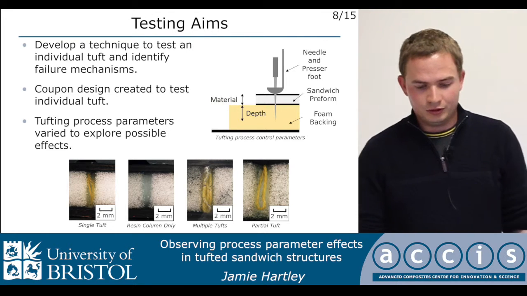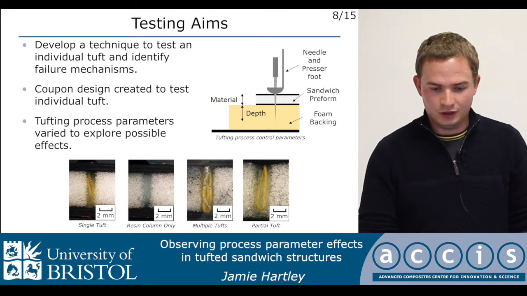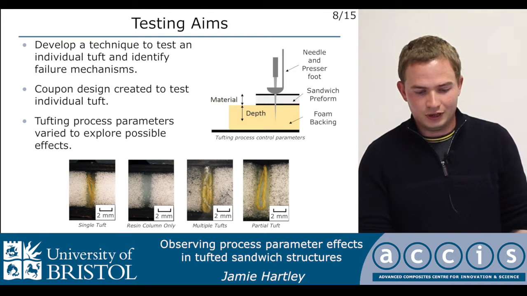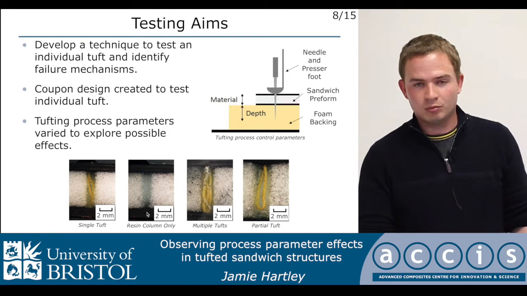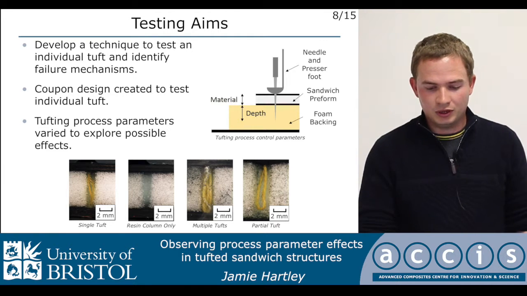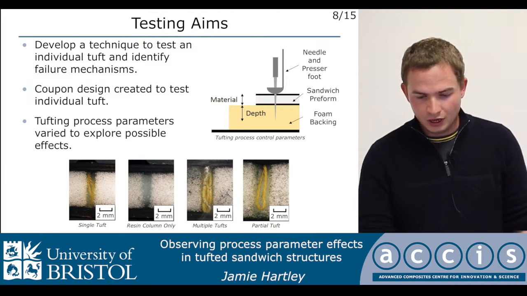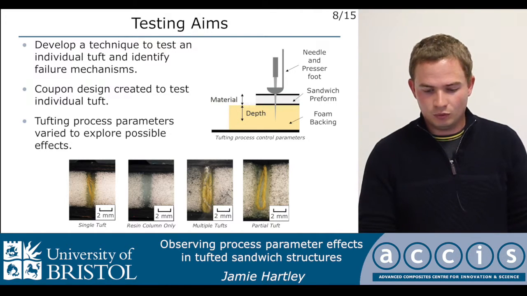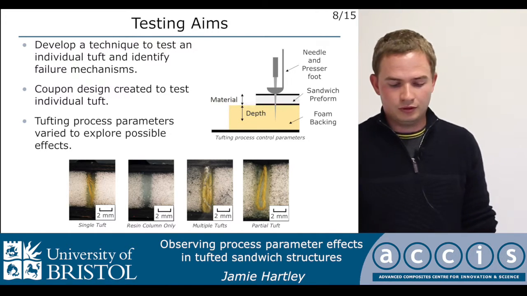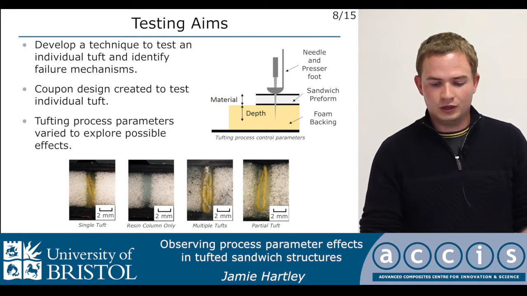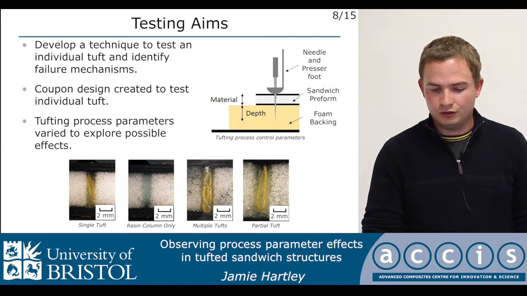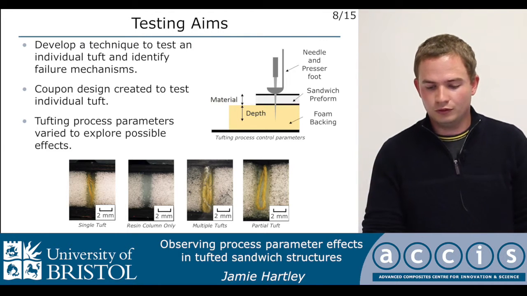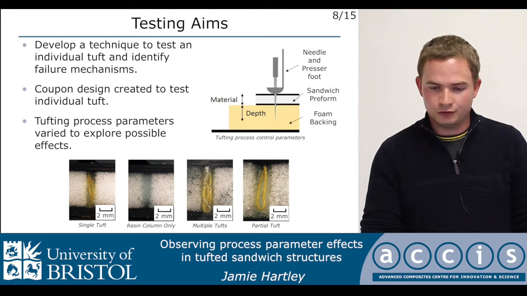So what you can see along the bottom are several images of different tufts captured through their cross-section. On the far left you can see what a single tuft would look like normally. This second image here shows the effect of removing the thread before infusion, which therefore leaves behind a resin column. The third image from the left shows what would happen if you pass the needle through the same position multiple times and therefore leaves multiple tufts behind. And the image on the far right is showing the effect of the needle not going all the way through the preform and therefore leaving behind a partial tuft.